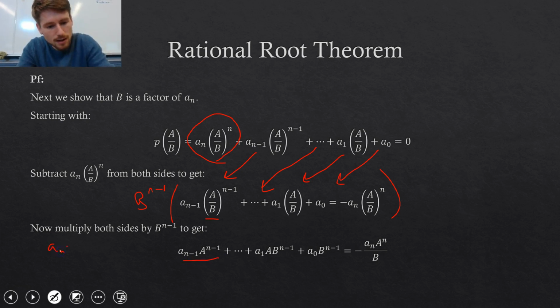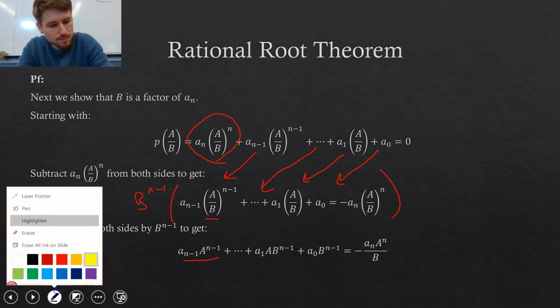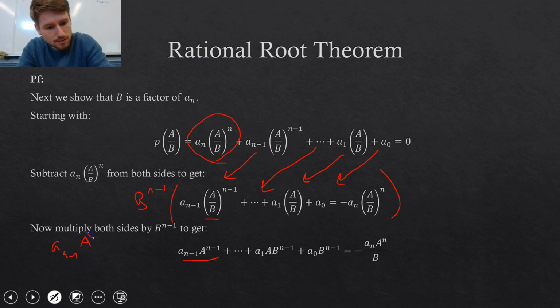So a n minus 1, a to the n minus 1 over b to the n minus 1 times b to the n minus 1. These b to the n minus 1s cancel, so you're left with a n minus 1 times big A to the n minus 1. And each of these other terms of b are going to cancel and get bigger and bigger until we get to the first degree term, so a1, a over b, multiplied by b to the n minus 1.